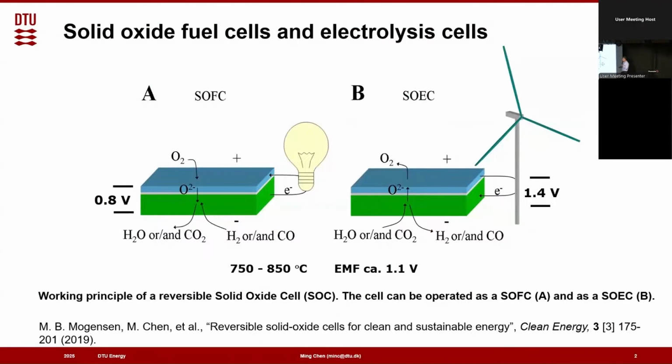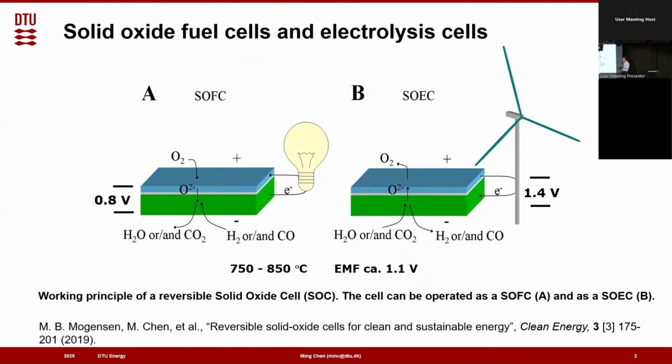Solid oxide cells are a device which can convert either electricity to hydrogen or vice versa. The principle is quite simple. The core part is this sandwich structure. We have these two electrodes, anode and cathode, and in the middle is the electrolyte. This electrolyte conducts only the oxygen ions.